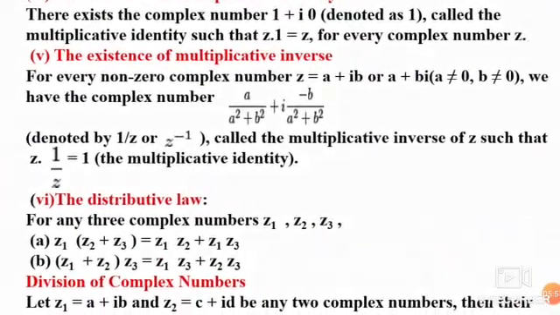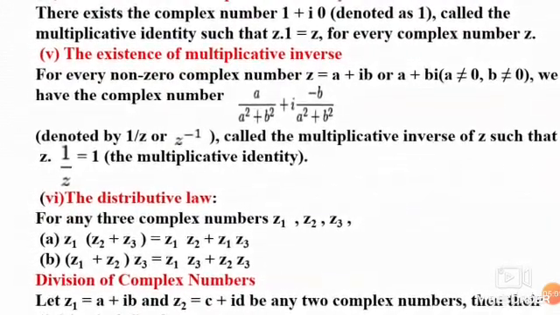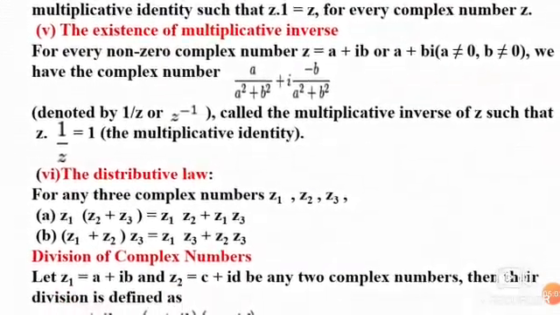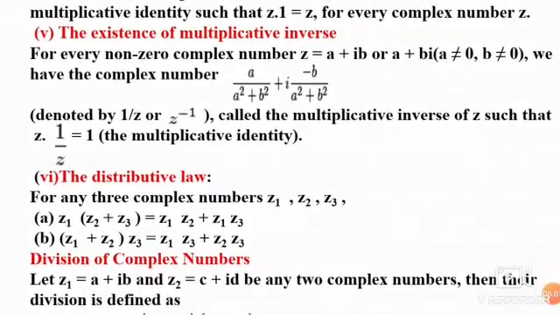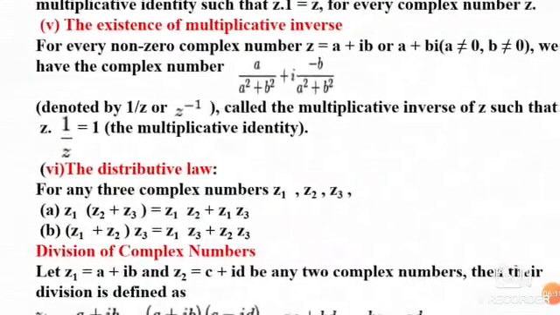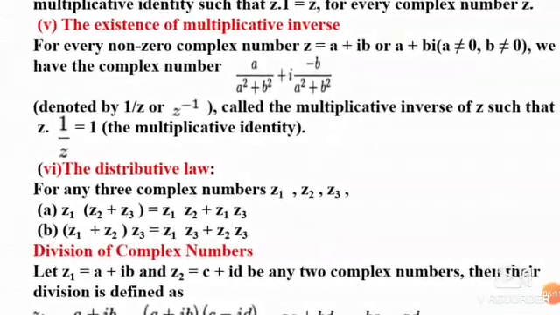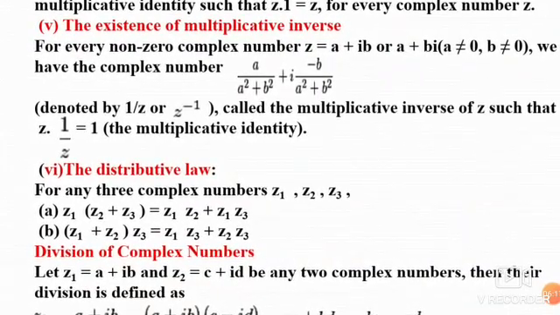For every complex number z equal to a plus ib, we have a complex number a by a square plus b square, plus i into minus b by a square plus b square. We will denote it as 1 by z or z inverse, and we will say that it is the multiplicative inverse of z, such that z into 1 by z equals 1.